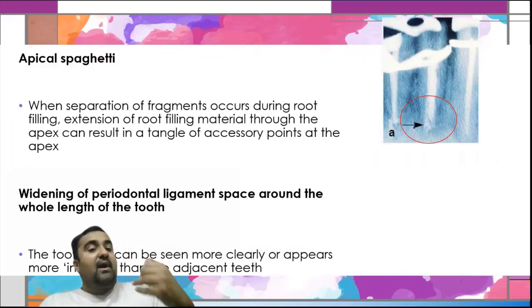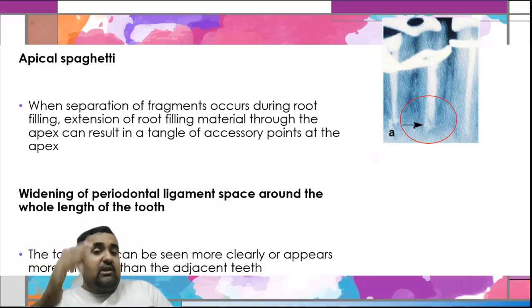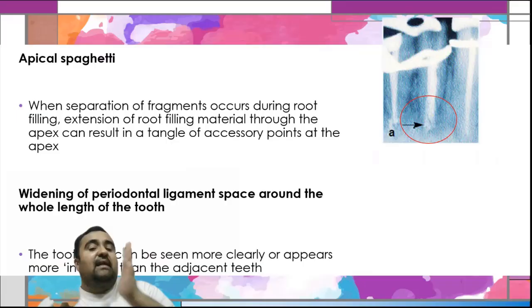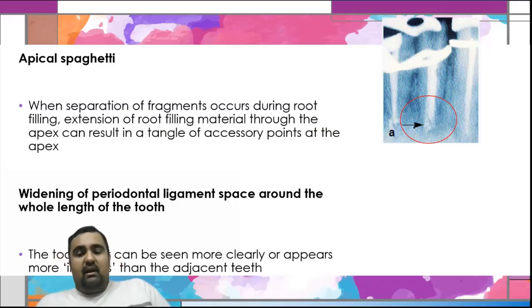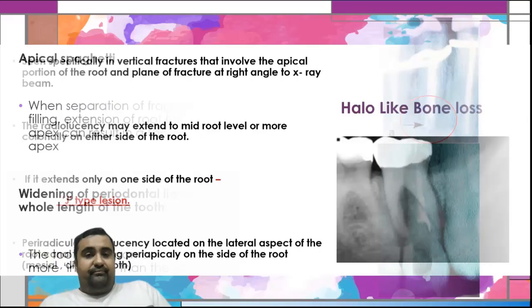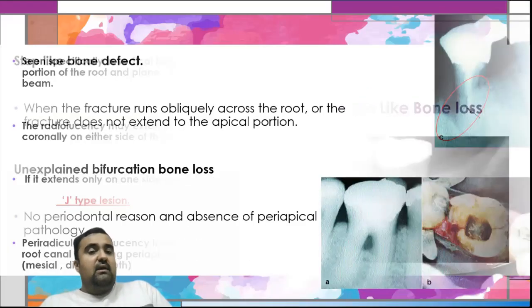What is apical spaghetti? All of you like spaghetti. When there is separation of fragments during root filling, extension of the root filling material through the apex can result in a tangle of accessory points at the apex, which leads to widening of the periodontal space around the whole length of the tooth. This is called apical spaghetti. Halo-like bone loss, which leads to J-type lesions, is usually seen in these conditions.